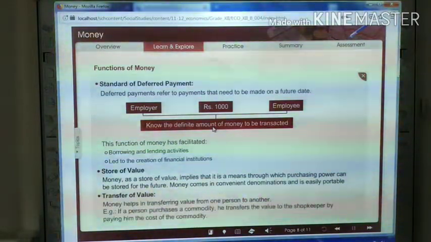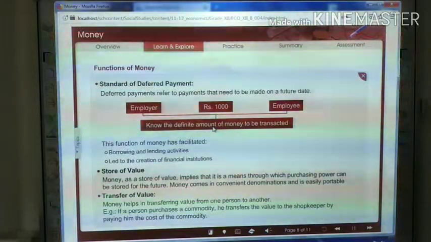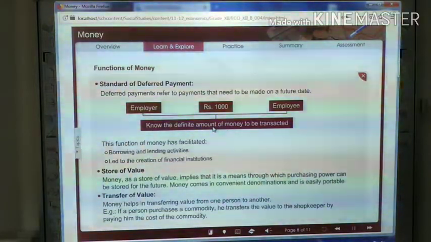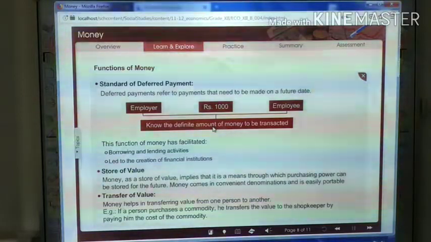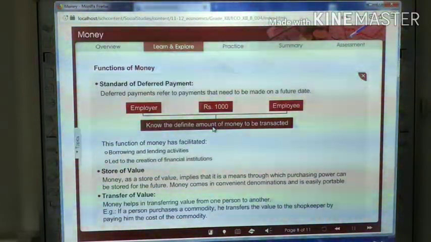Transfer of value. Money helps to transfer values from one person to another. For example, if a person purchases a commodity, he transfers the value to the shopkeeper by paying him the cost of the commodity.